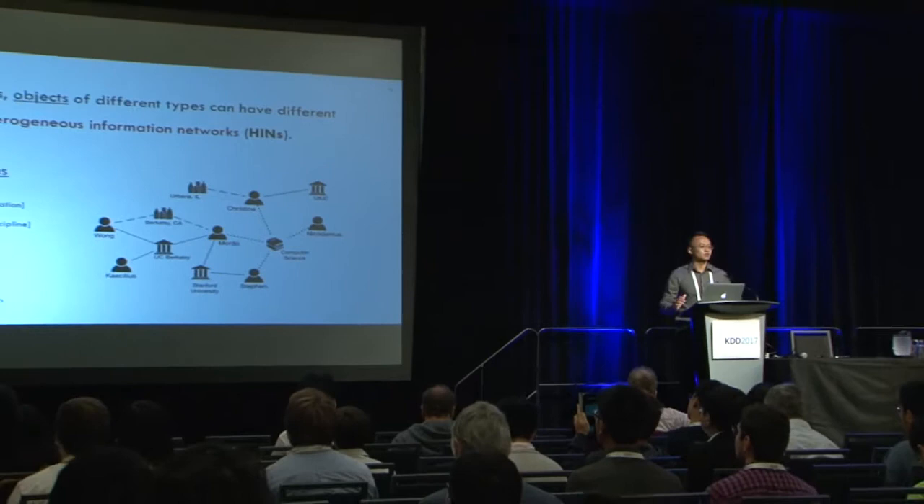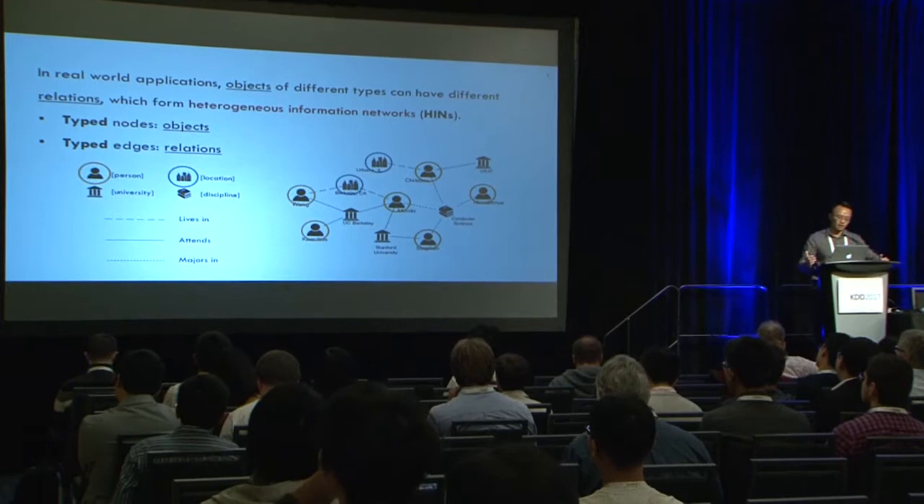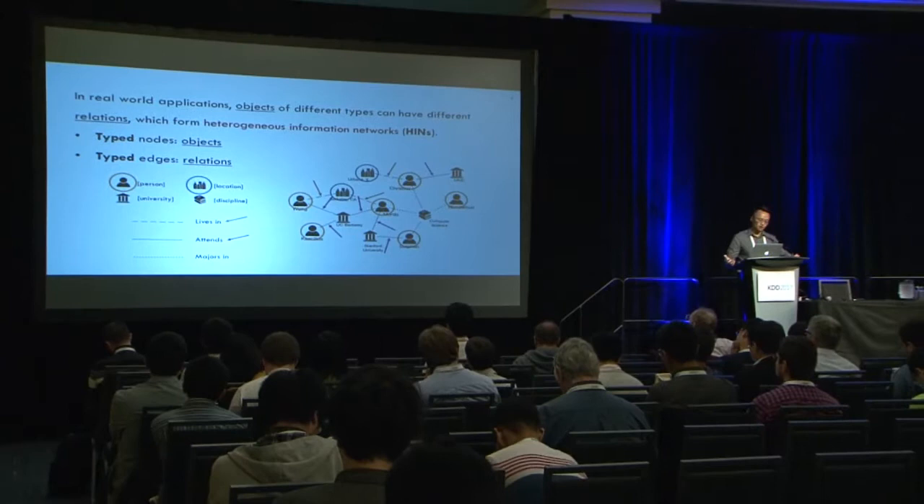In real-world applications, objects of different types can have different relations, which form heterogeneous information networks, also known as HINs. So basically, when we talk about HIN, we are talking about typed nodes and typed edges. In this toy example, we have the node type person, the node type location, and so on. For edge types, we have the edge type representing a person lives in a location, and the edge type representing a person attends a university, and so on.